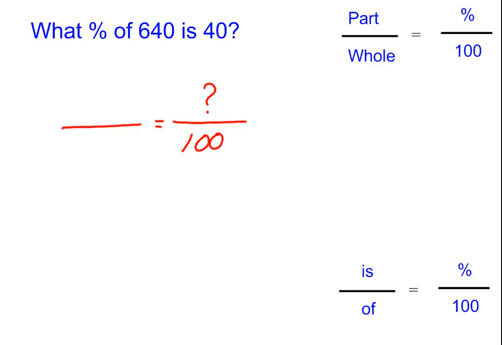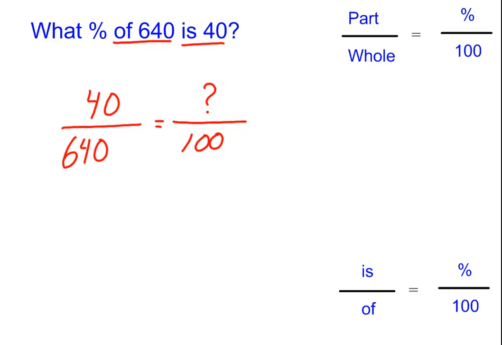Be careful about assuming that the whole number is always the bigger number. That's not always true. But this one does say "of 640," so that goes here, and 40 is the "is." So we'll put the 40 in the "is" spot. So 640 is the whole thing, and 40 is the piece of it, or the part of it.